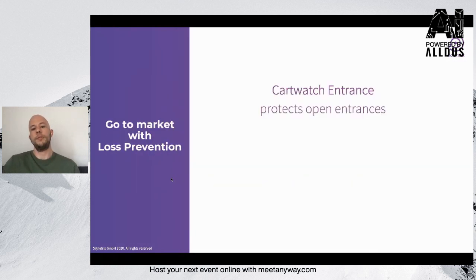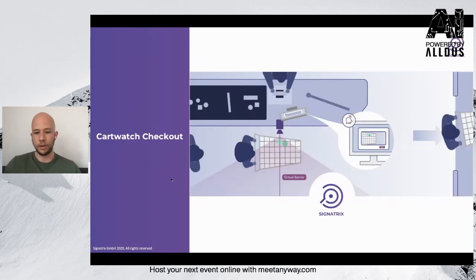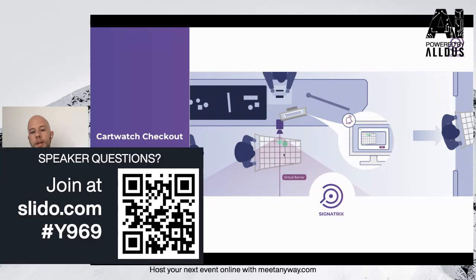And so we have two systems. One of them is called CardWatch Entrance, which is for open entrances, and one of them is called CardWatch Checkout, which is for the checkout of stores, but the standard checkout, where you have a cashier and a conveyor belt and all this stuff. CardWatch Checkout works in a way where you have a small camera here. This is the conveyor belt, this is the cashier up here, and there is this small camera that we introduce, and this camera analyzes what's in the shopping cart. If there's something in there of value, we will display it on the screen of the cashier.